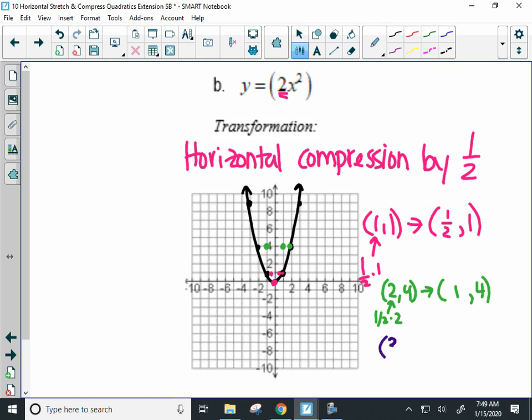And let's do 3, 9. The y stays the same. We'll take 1/2 times the x value, which is 1.5, or 3/2. So we'll go to 1.5, 9, right up here. And if you look, you can squeeze that graph in, and it's really narrow, but that is your parabola, the purple one there. It's horizontally compressed by half.